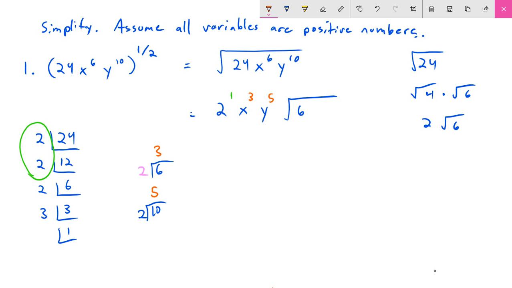You don't need to write the 1 above the 2 because that doesn't change it. That would be your answer right here. We don't need to use absolute values because the instructions tell us the variables are positives, right? And so that is example number 1 of this type of problem.